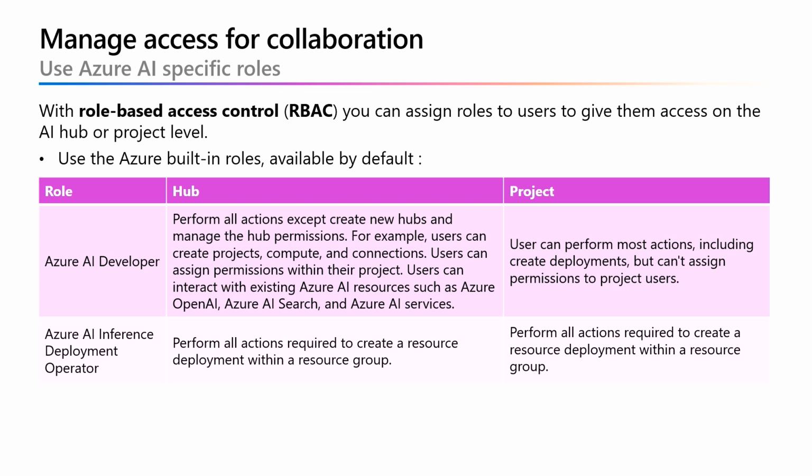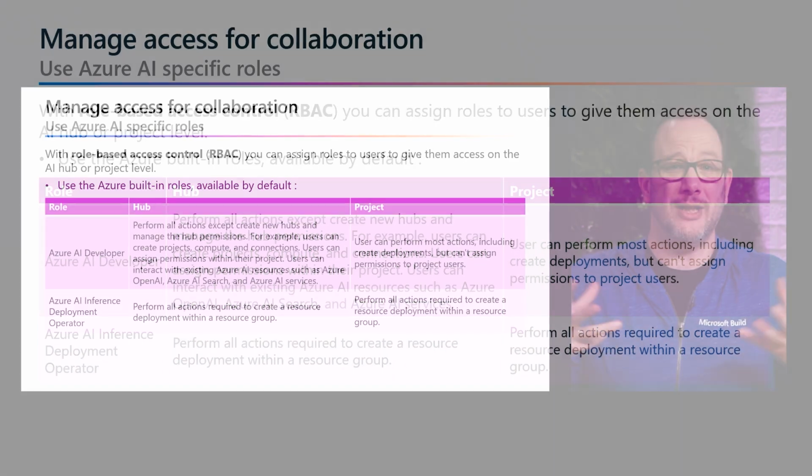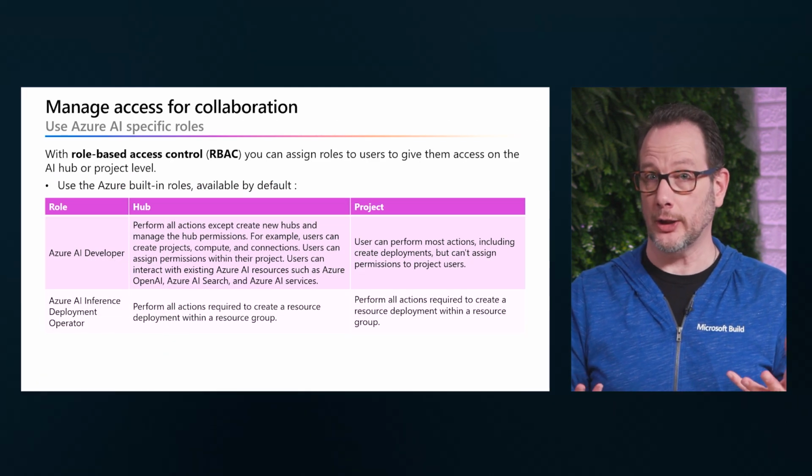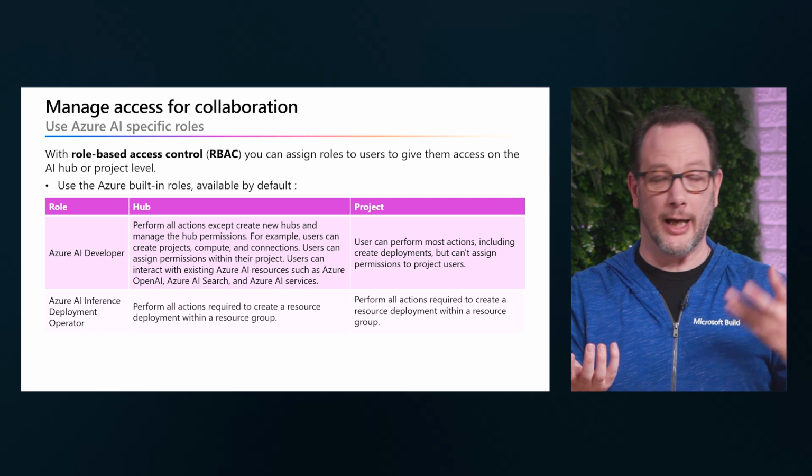You can make them even more granular. Or another example here is the Azure AI Inference Deployment Operator. So it's a little bit more limited in scope what that role permission can do, but it would still be a viable option. Because again, the AI spectrum is quite broad. You're going to bring in parts of your Azure architecture.